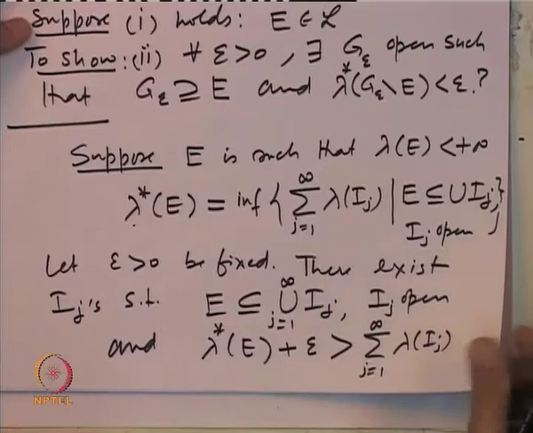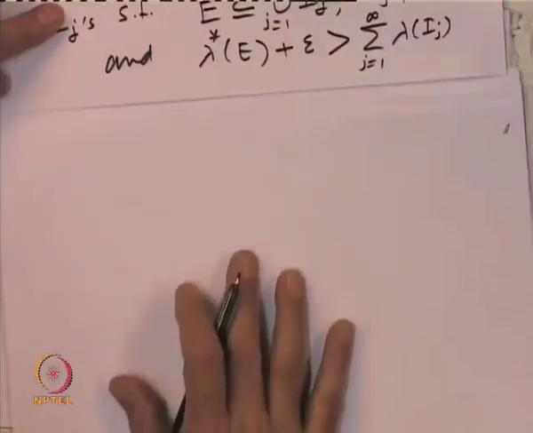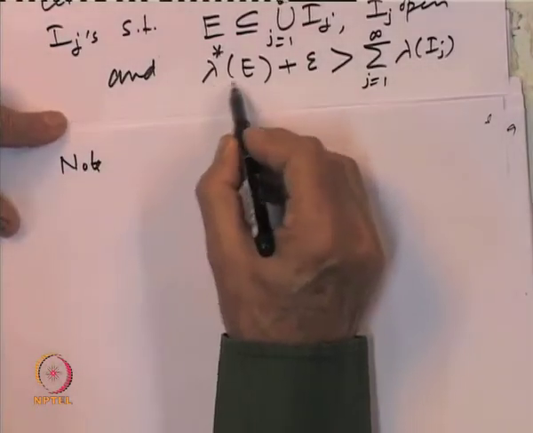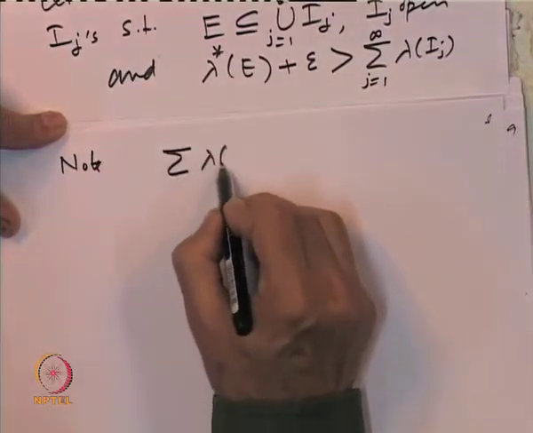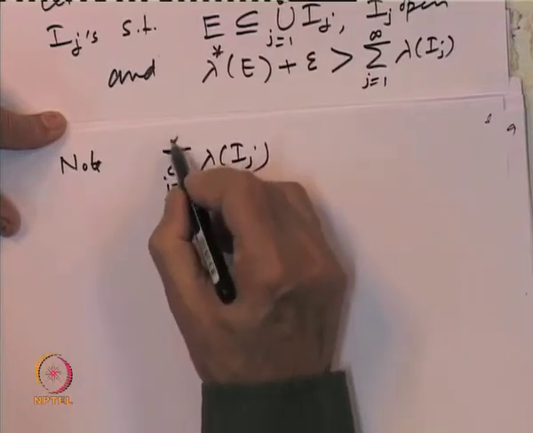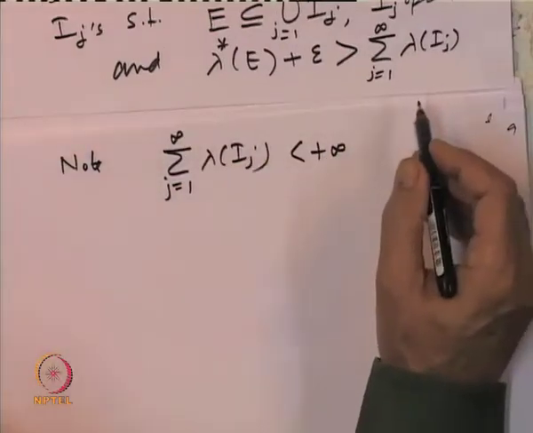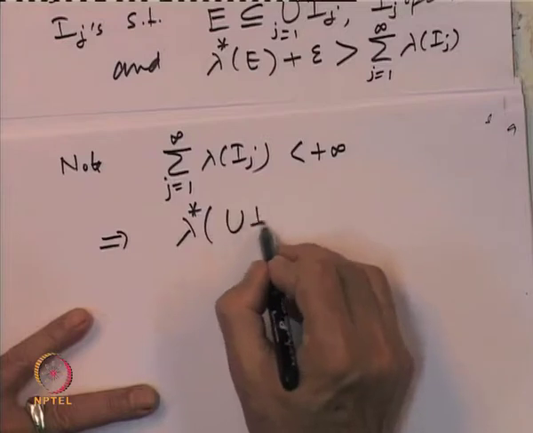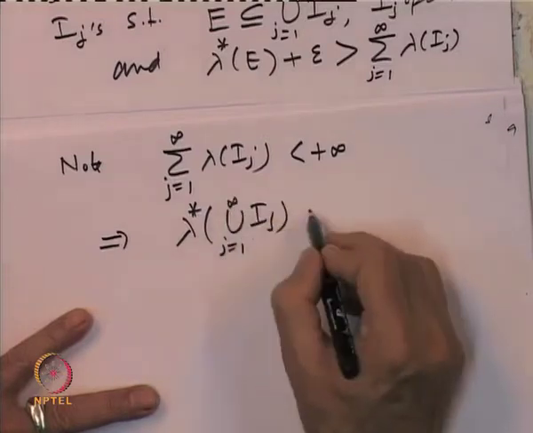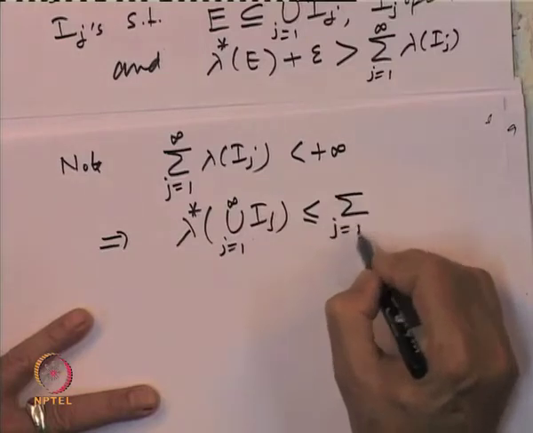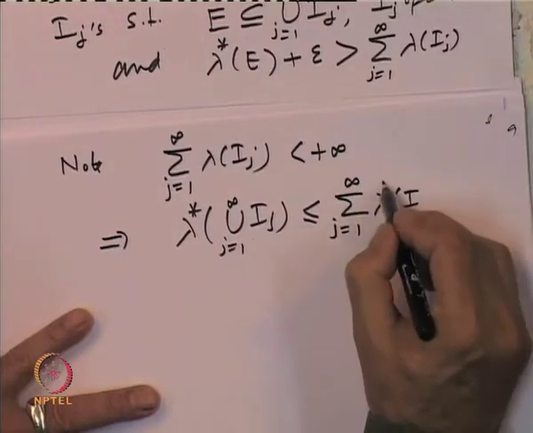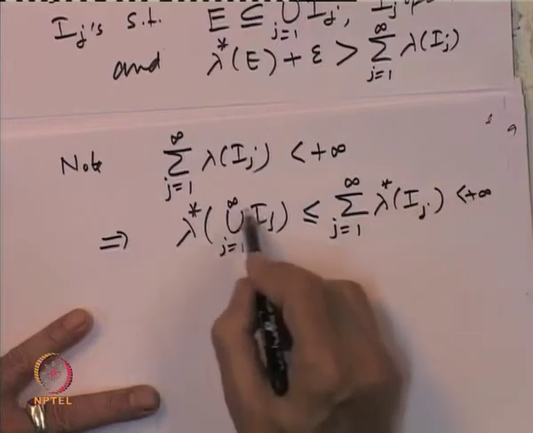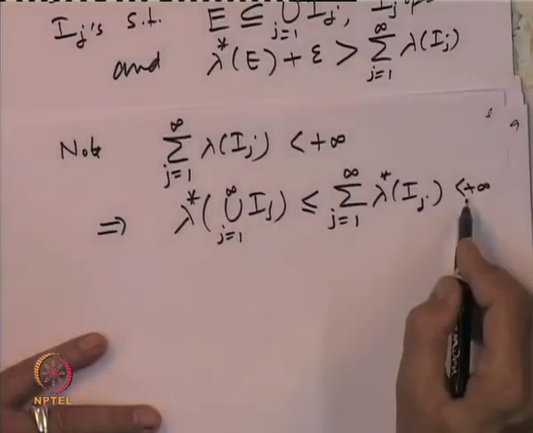So, note lambda star of E is finite. This implies that the sum of lambda of I j, j equal to 1 to infinity is finite. So, if I look at lambda star of the union of I j, j equal to 1 to infinity, that will be less than or equal to the summation of lambda of I j by the subadditive property of the length function, and that is finite. So, the union of I j's is a set of finite outer measure.